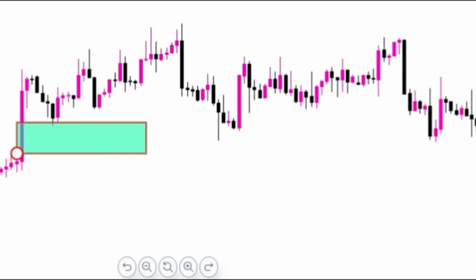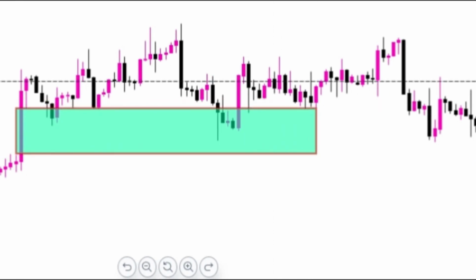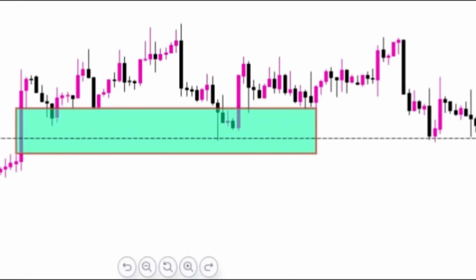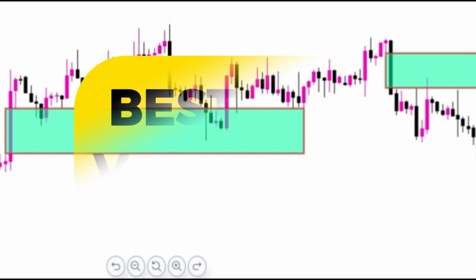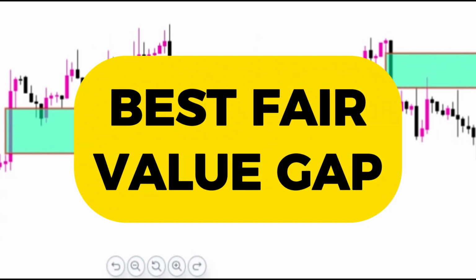There are a lot of fair value gaps being created in the market, but not all of them are respected, and thus it is important to identify the correct fair value gap on our charts in order to make nice profits from the market. So, in this video, we will share the best fair value gap strategy that you can use to make huge profits in the market.